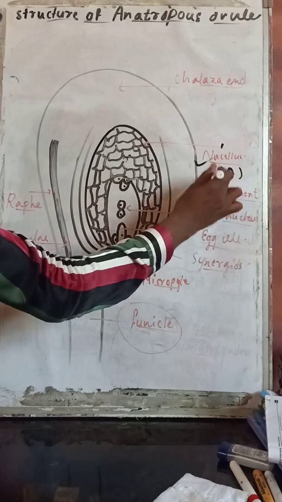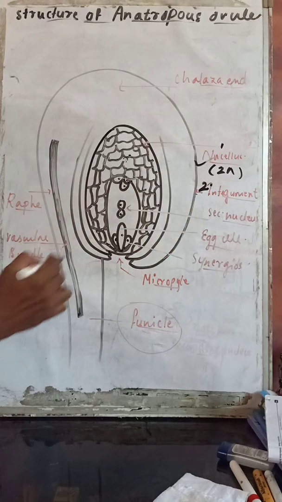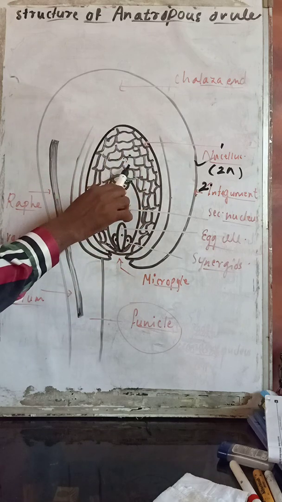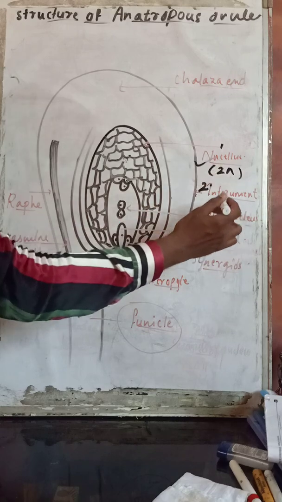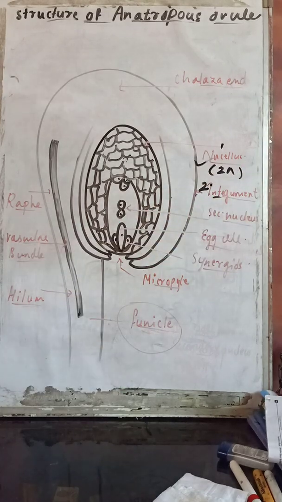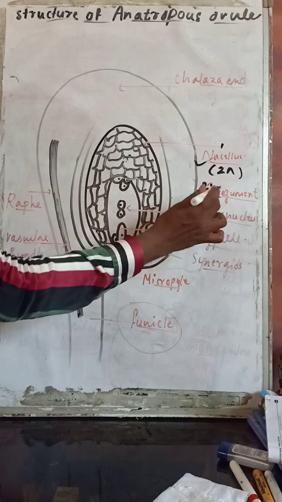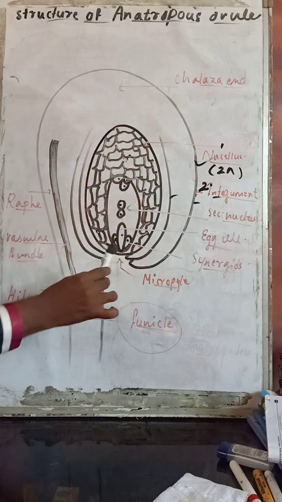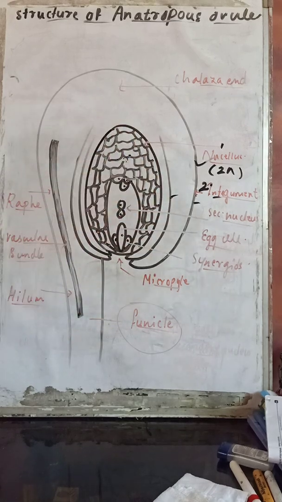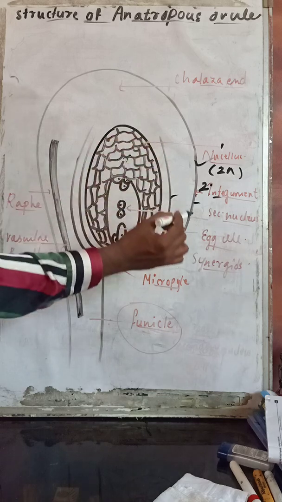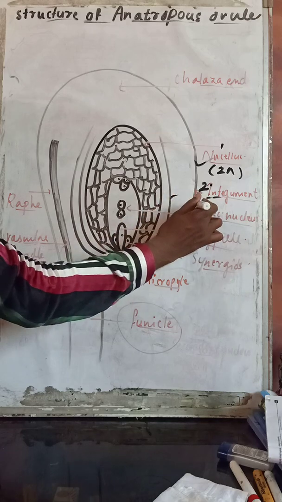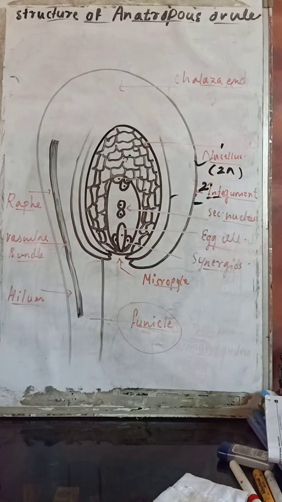The second part is the integuments. Integuments are the outermost protective covering of the nucellus. The nucellus is bounded or covered by this outermost protective covering, called the integument. There are two integuments: the outer integument and the inner integument, both present around the nucellus. As for the function of the integuments, after fertilization they develop into the seed coat. The outer integument forms the testa and the inner integument forms the tegmen.